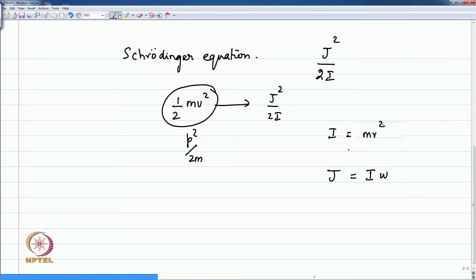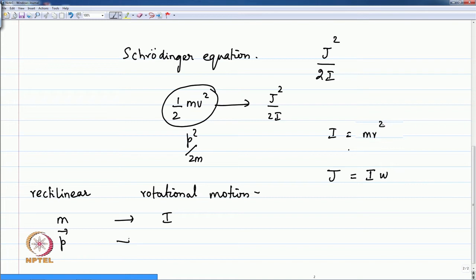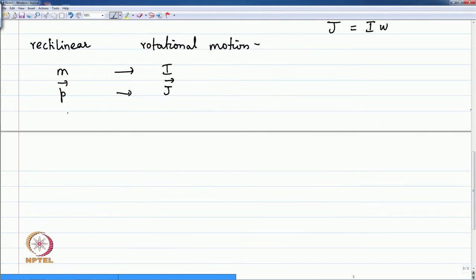Okay. Therefore, in rotational motion, and if you say rectilinear Cartesian xy motion in one direction, the mass, the analogous quantity is I for the particle, the moment of inertia. The velocity, the momentum, the linear momentum, the analogous quantity is the angular momentum j, and the kinetic energy half m v square goes over to j square by 2I.